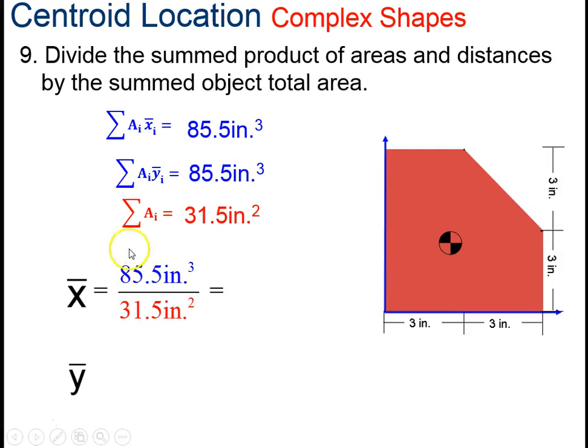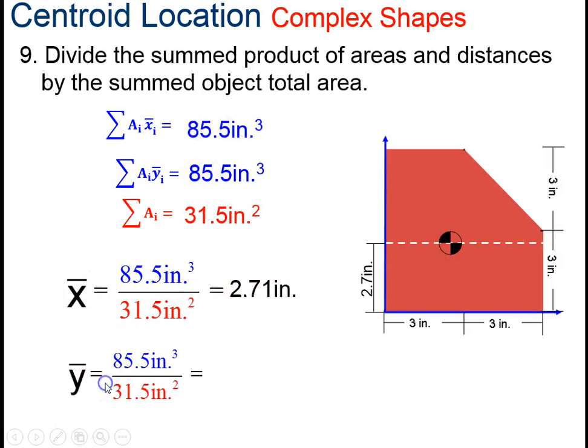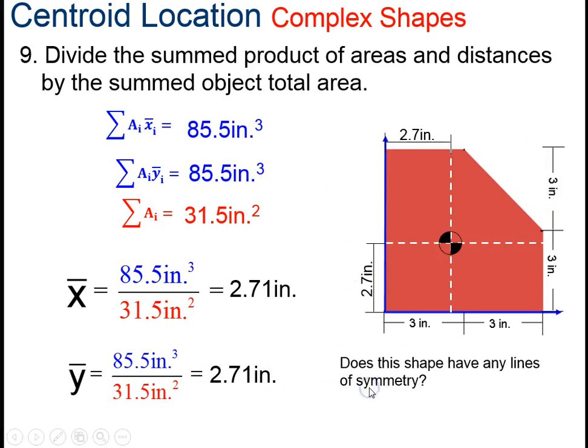Now to actually find the formula, if you recall on the previous page, it was this divided by this was the formula we had. So this divided by this gives us that the x dimension is 2.71. And this one happens to be symmetrical, so the y value happens to be the same. And it does have a line of symmetry right there. That's it for the additive method.